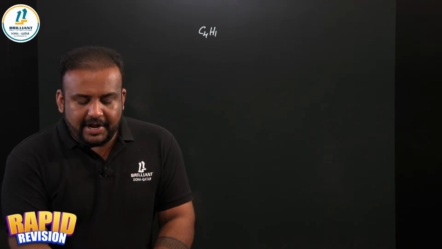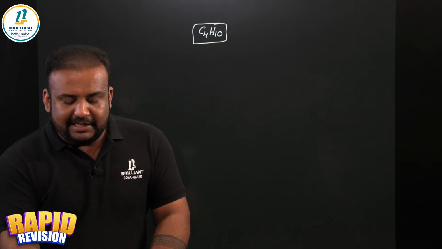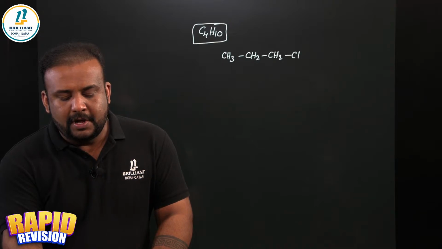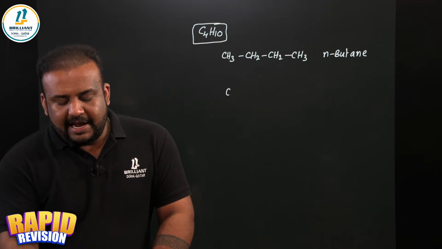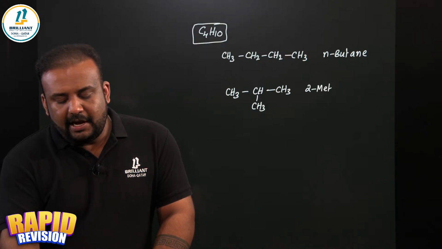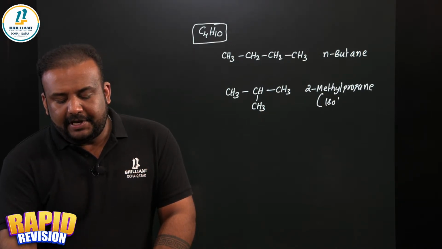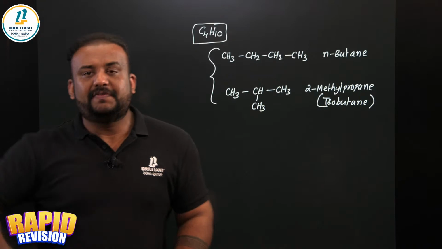So starting with butane, what is the formula of butane? Butane is C4H10. C4H10 has 2 main isomers. One is the straight chain isomer, CH3, CH2, CH2, CH3. What is this called? This is known as normal butane. And then we have a branched isomer, which is 2-methyl propane. That is the IUPAC name. Of course, it can also be written with the common name isobutane. These are the 2 isomers of C4H10.